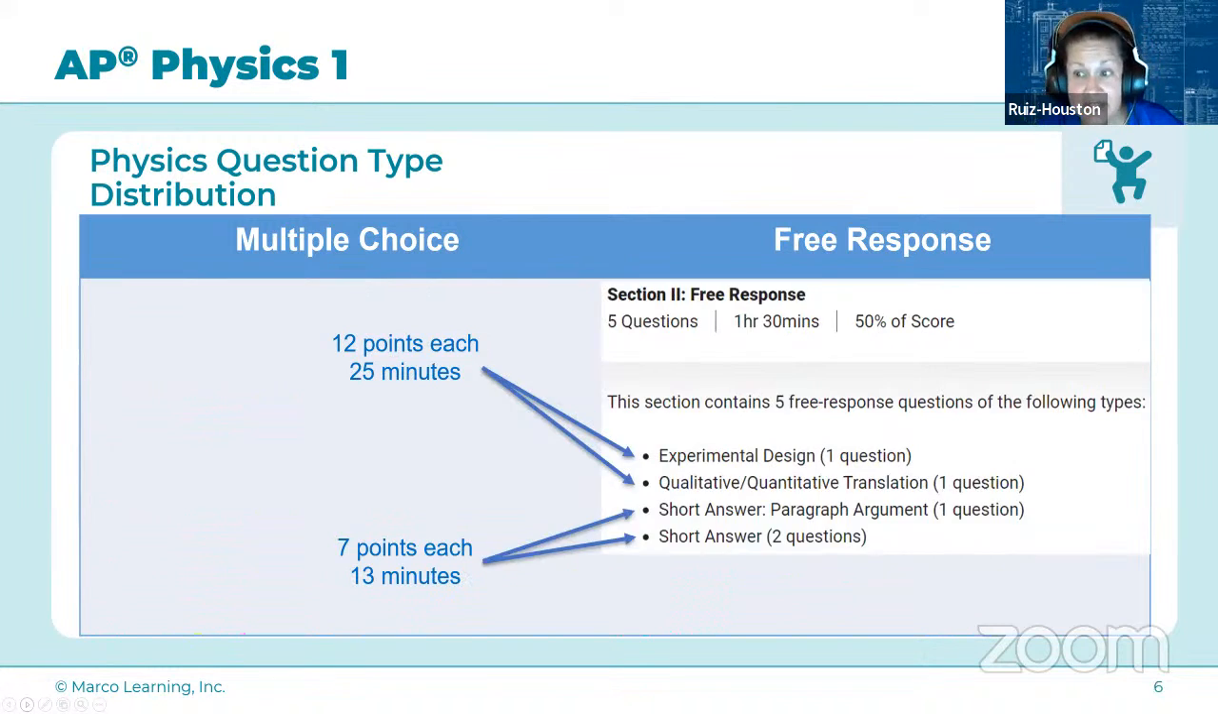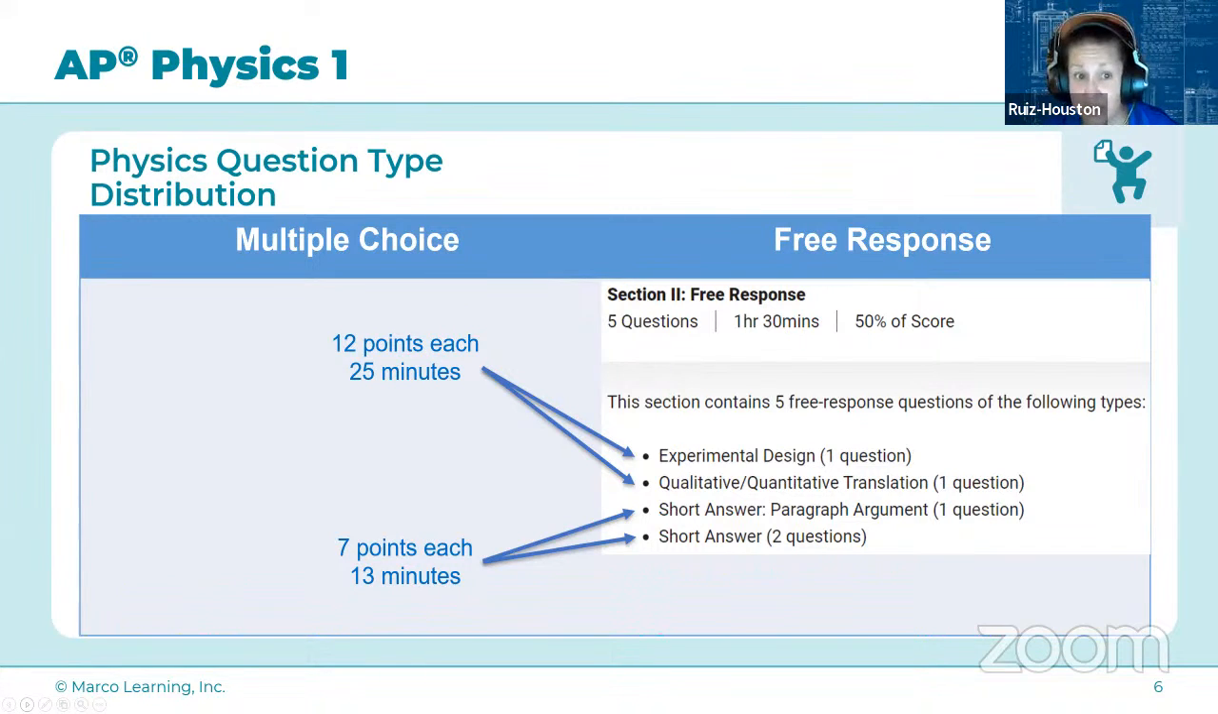Our other half of the test is our beautiful free response. And I say beautiful because you can get your partial credit. With the multiple choice, you're either right or wrong. It happens. But with the free response, I can reason out my answer. I can show them what I'm thinking, and I can get partial credit on any or all of it. So that's kind of nice about the free response. It allows you to be a bit more creative and to truly express yourself with physics.